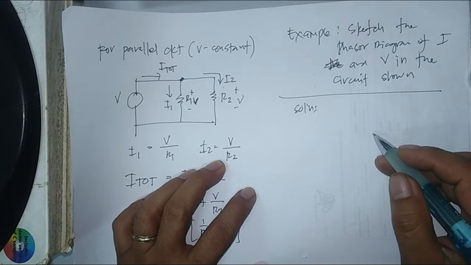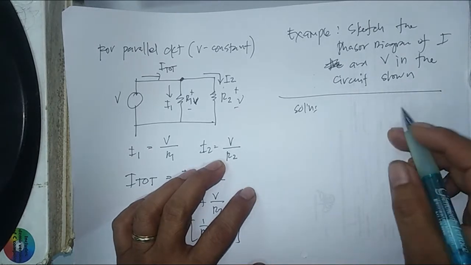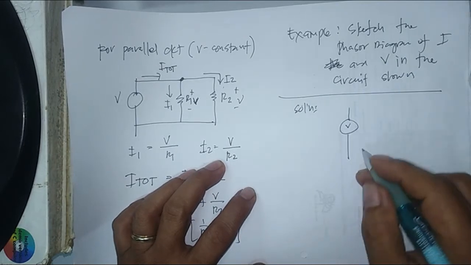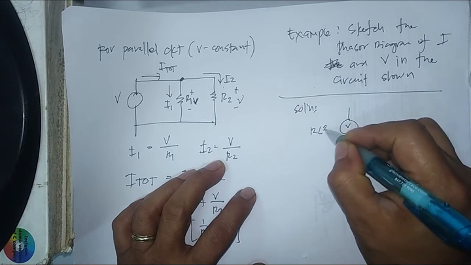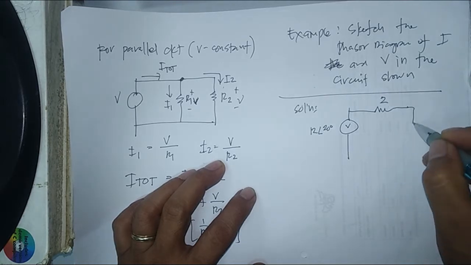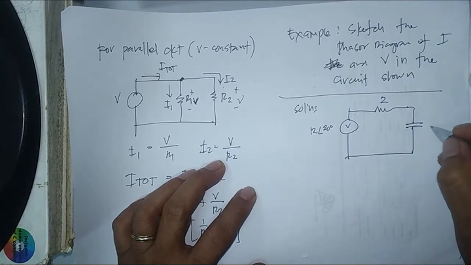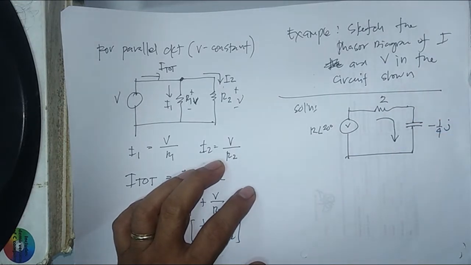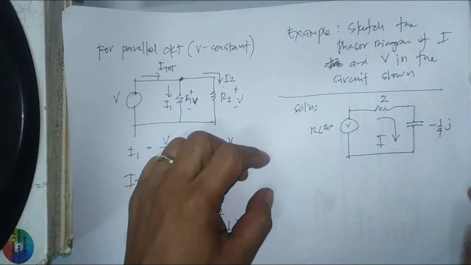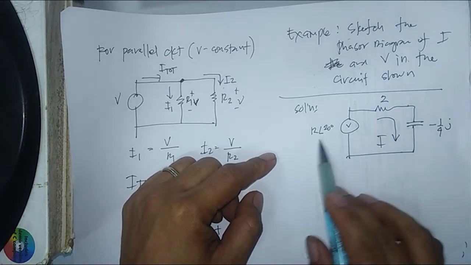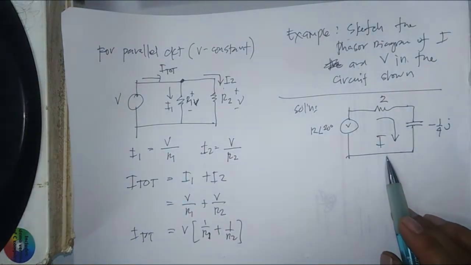By the way, I will draw the circuit here. The circuit is very simple. I have here a voltage source. Now, I will label this as 12 angle of 20 degrees. Of course, now I have here a resistance of 2 and a capacitance which is equal to negative 1/4 j. Now, we are going to solve for the current I. Sketch the phasor diagram of I and V in the circuit shown. Since V is given here, we need to solve for the value of I.